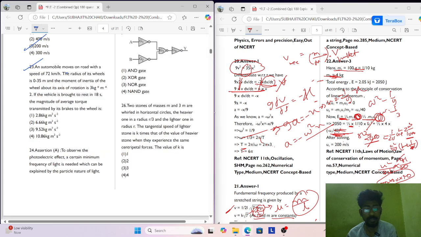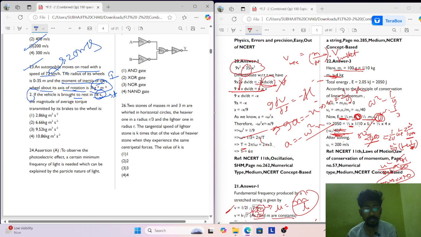An automobile moves on a road with the speed of 72 km per hour, that is equals to 5 by 18, multiplied with 5 by 18 to convert it to meter per second. That means 20 meter per second. The moment of inertia of the wheel about axis of rotation is 3 kilogram meter square. I is also given. If the vehicle is brought to rest in 18 seconds, the magnitude of average torque. Torque formula is I into alpha. I you know, 3. Alpha you have to calculate.